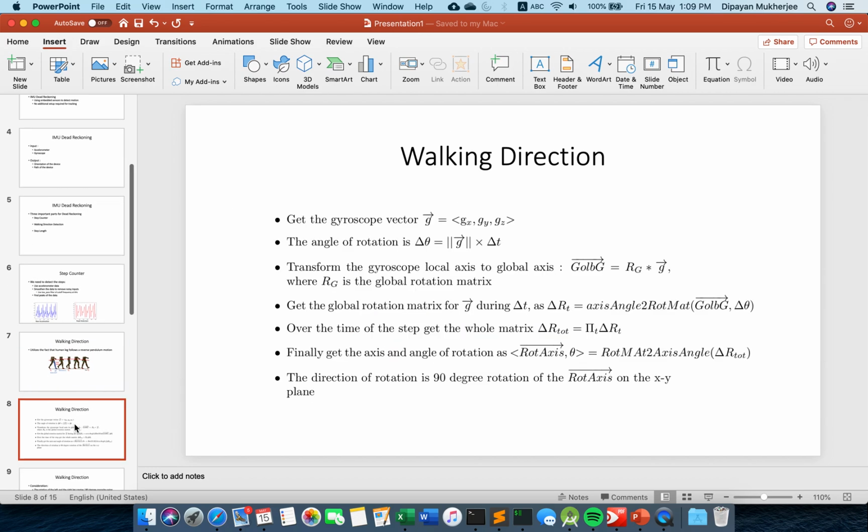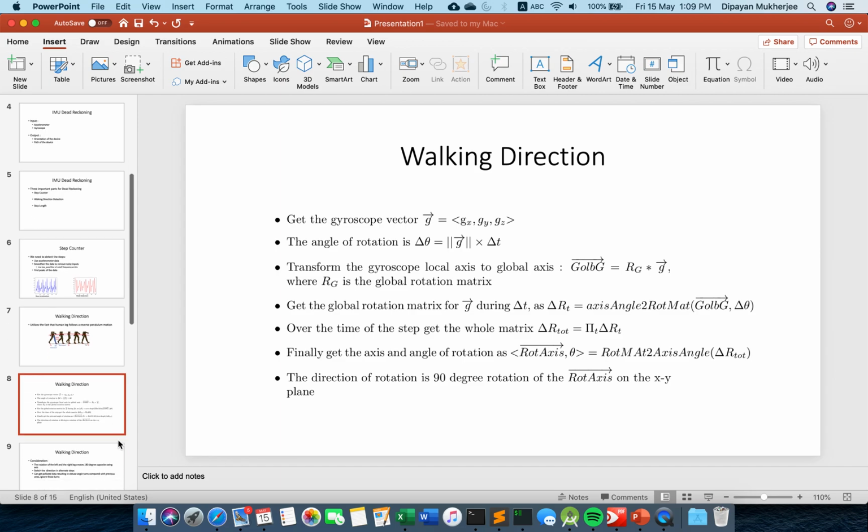The way we calculate is we get the gyroscope vector, we calculate the angle of rotation, then we rotate the local axis of rotation to the global axis, and then we finally compute for every small time step. For every 10 milliseconds of data, we compute for the whole step and get the complete rotation matrix, and then get the rotation axis, and then rotate it by 90 degrees in order to identify the walking direction.